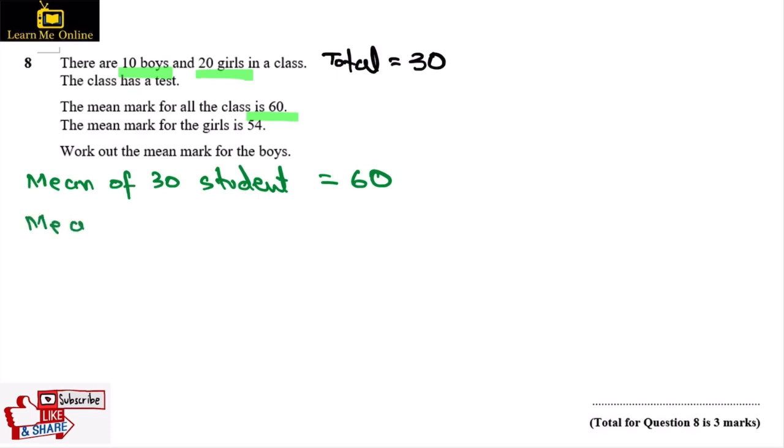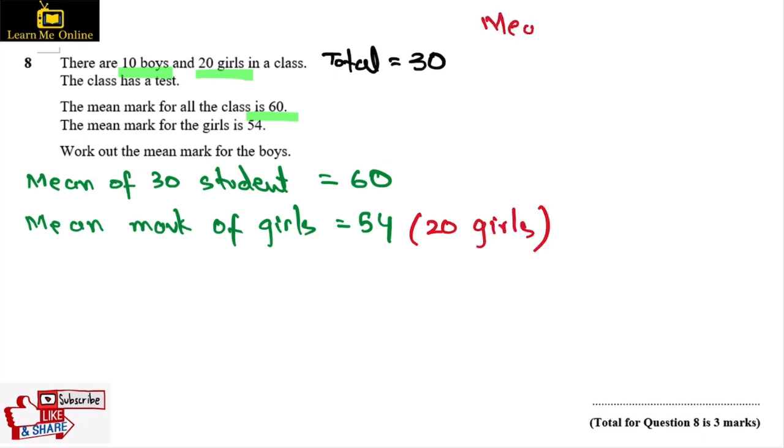The mean mark of the girls is 54. So this is the mean of the 30 students, and this is the mean of the girls, and we already know how many girls there are. There are 20 girls, so I'm going to write down the number of girls is 20. First of all, we're going to write down the formula for the mean. The mean is the sum divided by the number of terms, the number of people, the number of objects, whatever we have in the question. I'm going to use each piece of information.